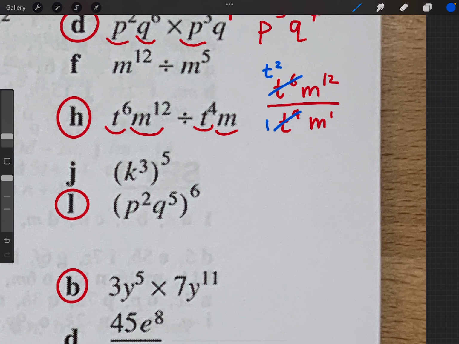And then when you divide this one by m, you get just 1. And you divide this by m, you get m to the 11. So that's the answer. Again, it is t squared m to the 11.